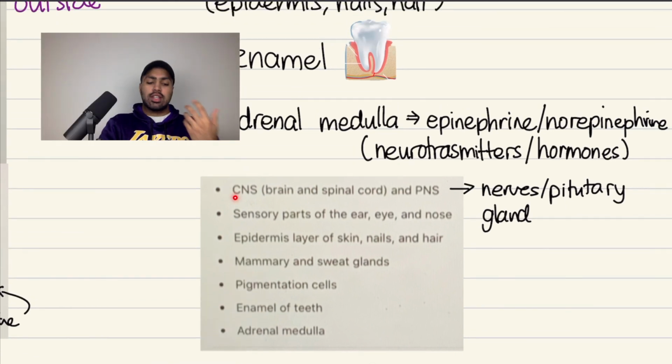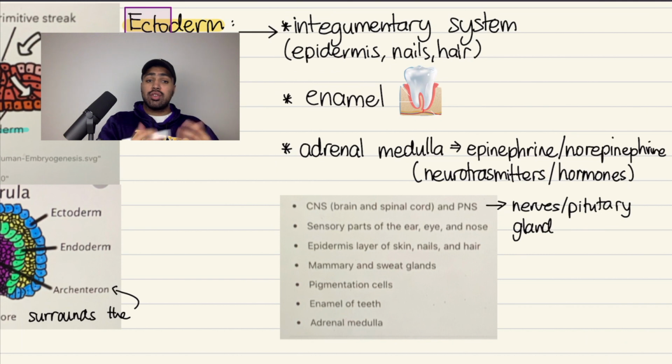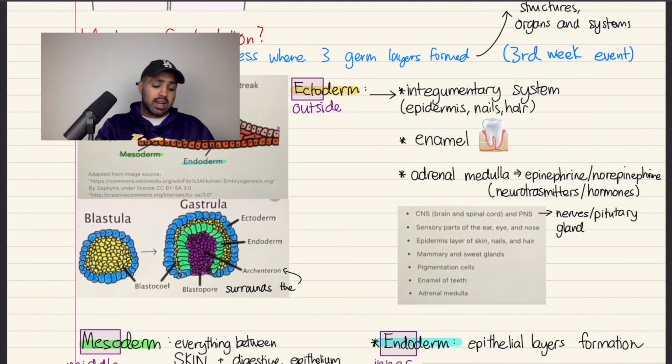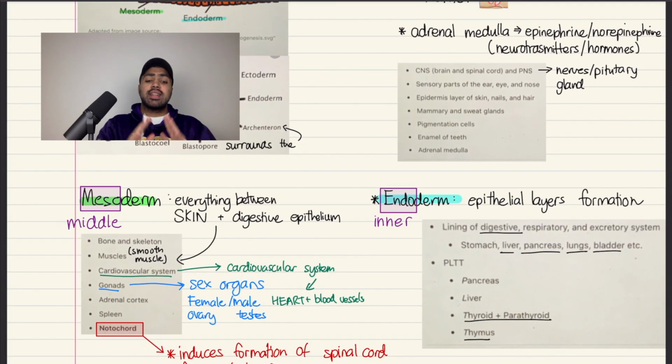So the central nervous system, the brain, the spinal cord, and the peripheral nervous system. Sensory parts of the ear, eyes, and nose, the epidermis, like we just mentioned, the mammary and sweat glands, pigmentation of cells, enamel of teeth, adrenal medulla. So these are the things that are associated with the ectoderm. Now let's go on and understand the mesoderm. And I would highly suggest that you pause the video and go through these key points yourself, and if you want to, write them down.